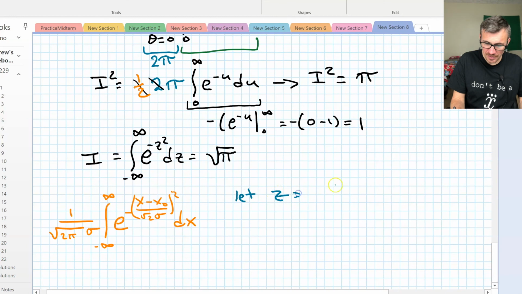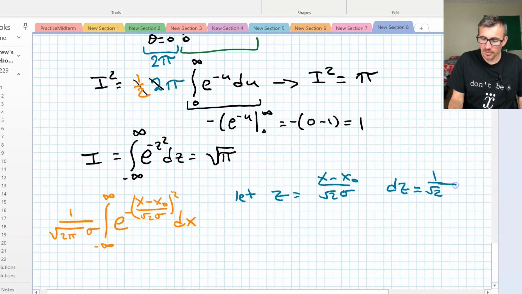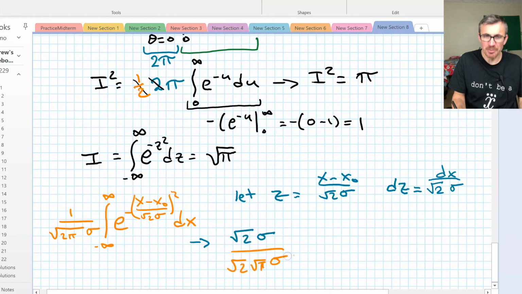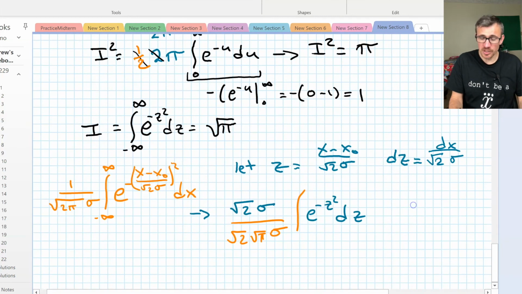Now let's let z equal x minus x naught over the square root of 2 times sigma, so that dz is equal to 1 over the square root of 2 sigma times dx. Okay? So dx is equal to root 2 times sigma times dz. So we got this. I've separated those things out just to make it easier. And we're going to integrate e to the minus z squared. It looks like we pretty much know how to do that.